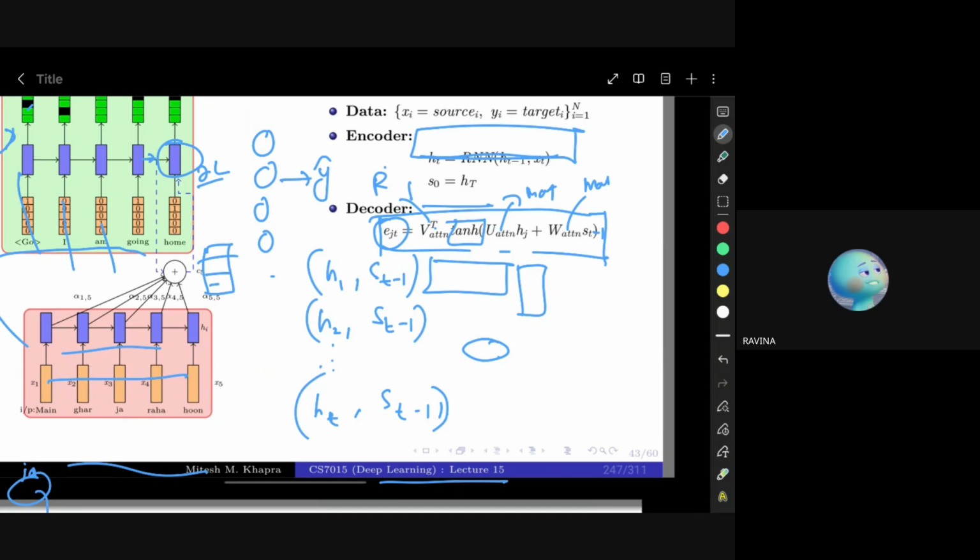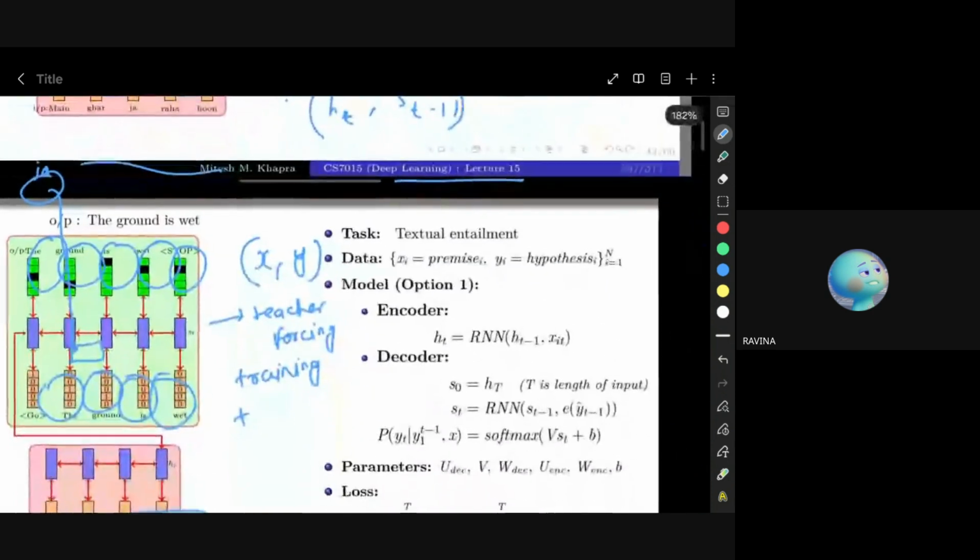So this is for one only, for example H1 or H2 or any one, right? So I have to do it for all of them. I have to repeat this process five or six times to get all the attention scores.